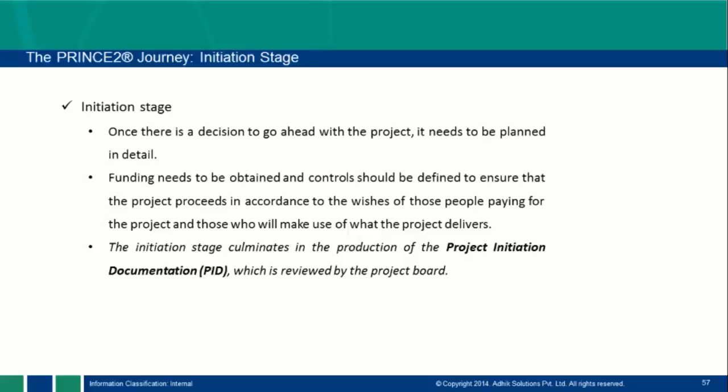Once we have the go-ahead, we will plan in detail in the initiation stage. Funding needs to be obtained, and cost control should be defined to ensure that the project proceeds in accordance with the wishes of those people paying for the project and those who will make use of what the project delivers. So funding we will provide here, budgeting, everything we will do here because we are doing planning here.